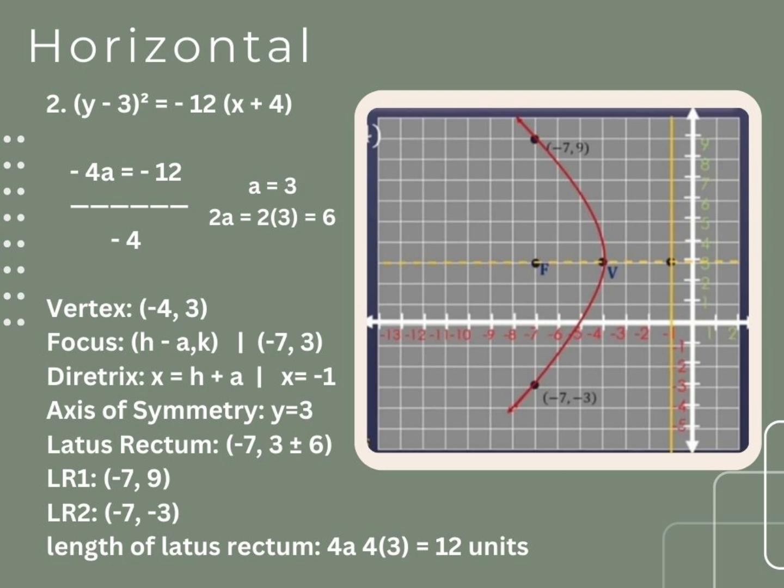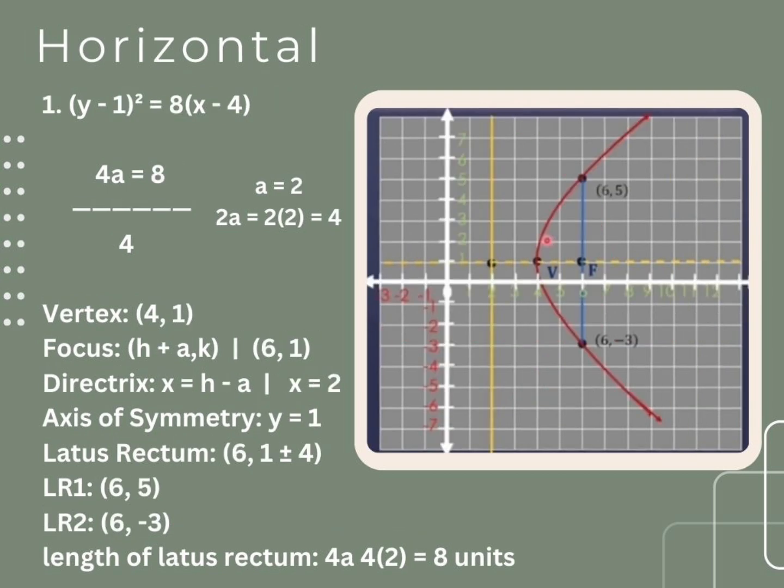For latus rectum, negative 7 and 3 plus or minus 6. LR1 is (negative 7, 9). For LR2, (negative 7, negative 3). For the length of the latus rectum, which is 4a, or 4 times 3, is equal to 12 units.